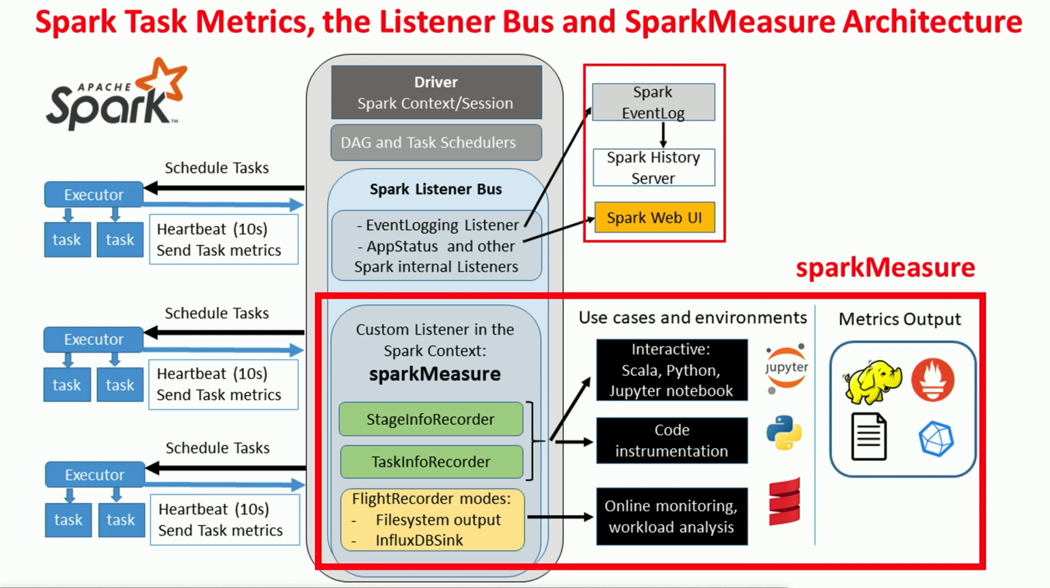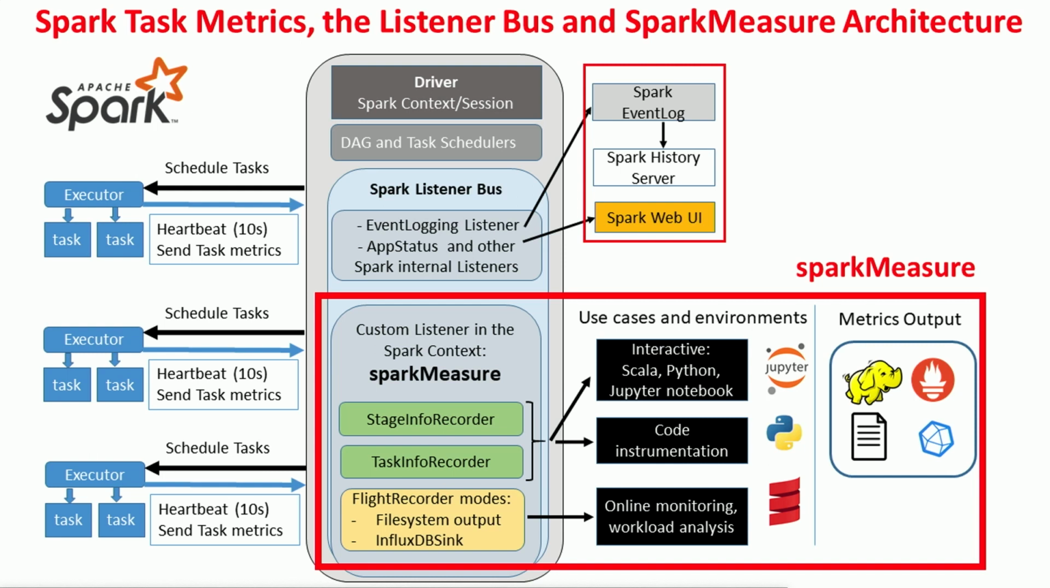The executors will execute tasks and collect the task metrics. And these metrics are sent back to the driver using a Spark listener bus, and typically are sent at the heartbeat every 10 seconds. These metrics are then used by the Spark web UI, and are also used by the Spark history server via the Spark event log file if configured.